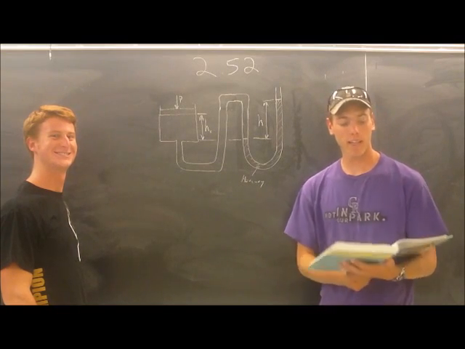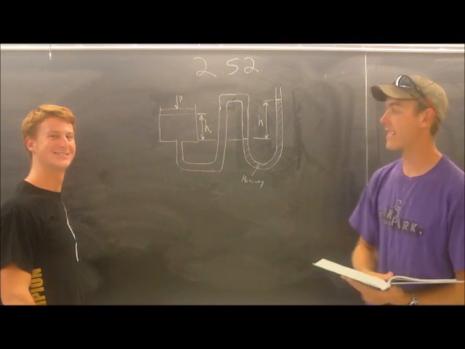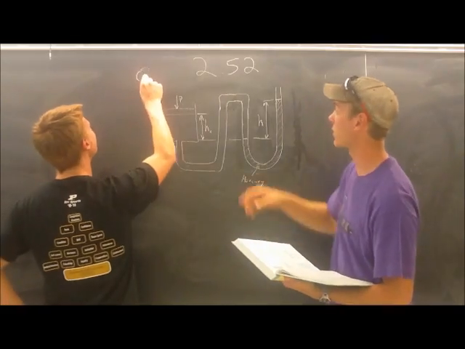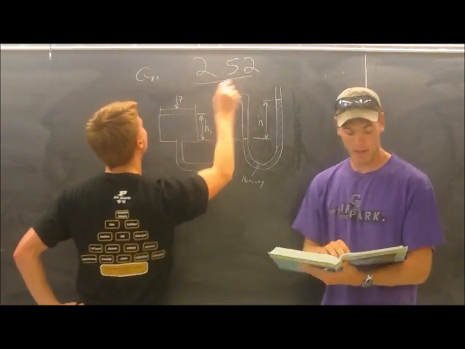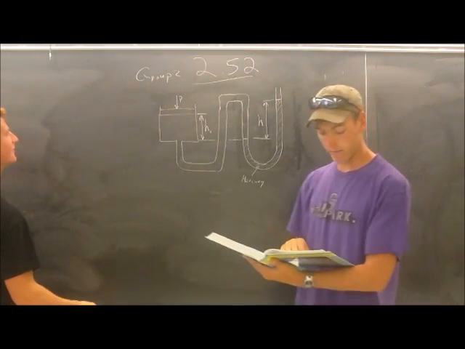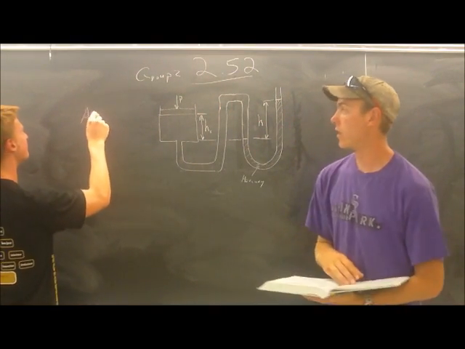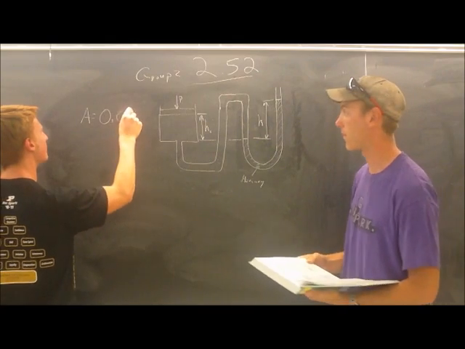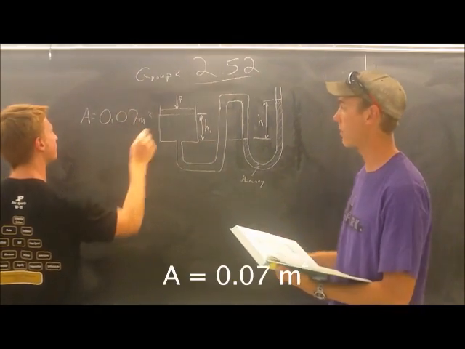This is CE 340 hydraulics, and this is group 2 again. Now we're solving problem 2.52. Basically what we have here is a piston that has an area of 0.07 meters squared. So this is what's given to you.